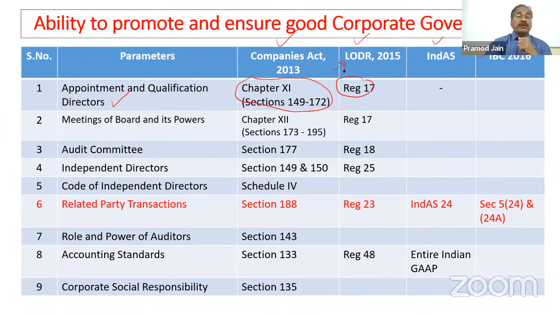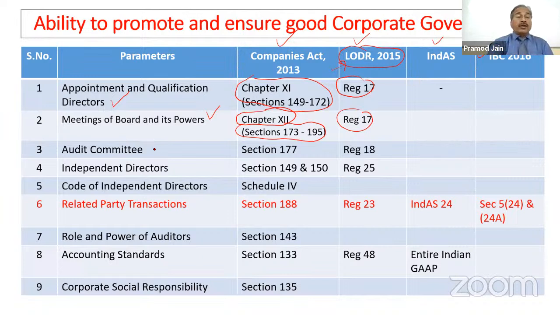Then we need to have a good understanding of meetings of the board and its powers. So सीधी सी बात है, आप किसी कंपनी के बोर्ड पर हैं as an independent director, तो आपको मालूम होना चाहिए कि as a director or as the board of a company, what are the powers of that board of directors? You must be completely familiar. And for that, you need a good understanding of Chapter 12, which comprises Section 173 to Section 195. And remember, not only do you have to look at Chapter 12 under the Companies Act, but you also need to look at Regulation 17, which is part of the LODR 2015.